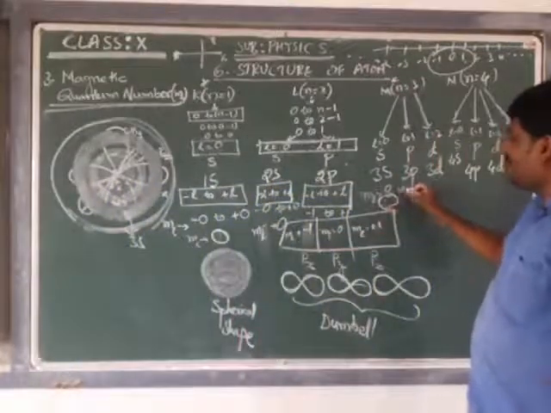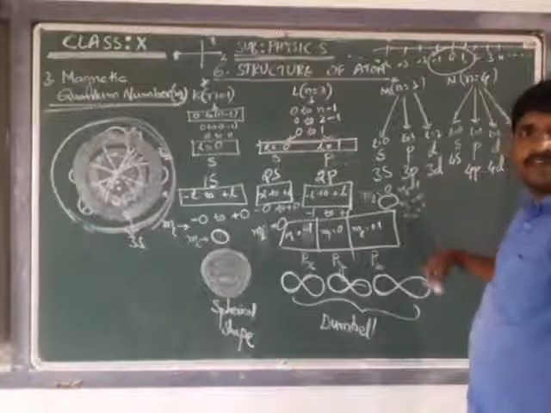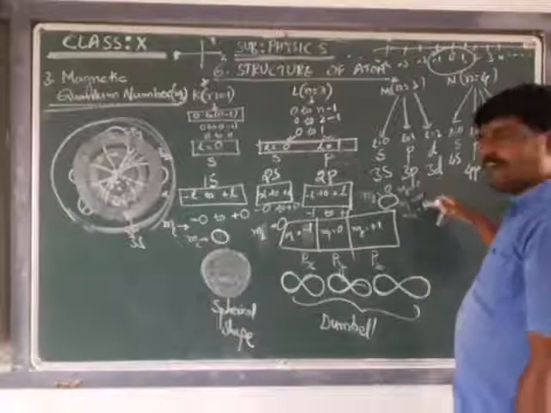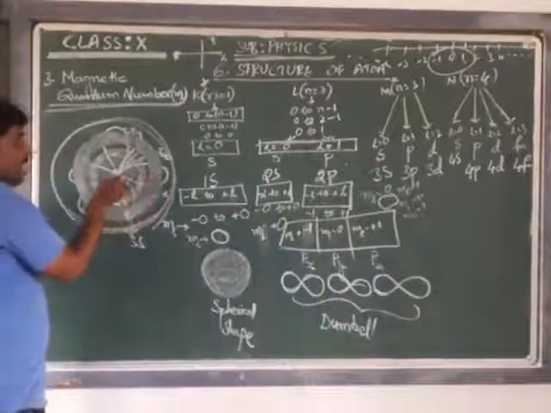Again the ml value will be -1, the ml value is equal to 0, the ml value is equal to +1. Again px, py, pz will be there. So this is a 2p.